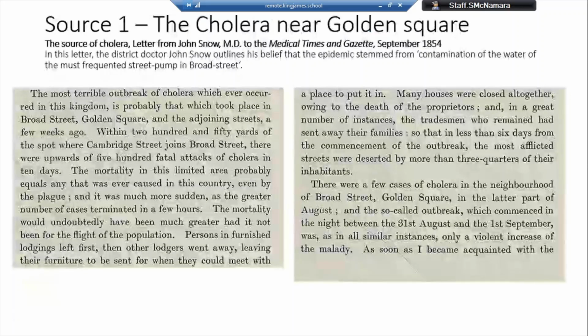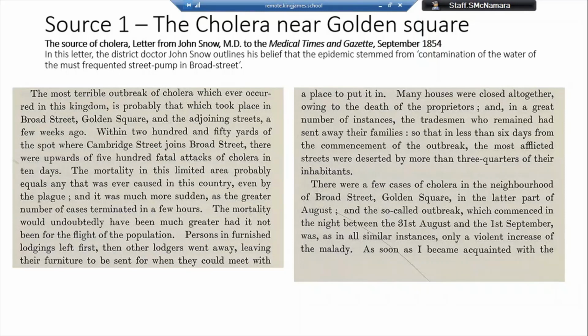So the first text is called The Cholera Near Golden Square, and it comes from 1854. I think it's actually fairly well known. It's a doctor called Dr. John Snow, and it's about a cholera epidemic, which he investigated and actually, I believe, came up with the solution for. So I'll quickly read it.